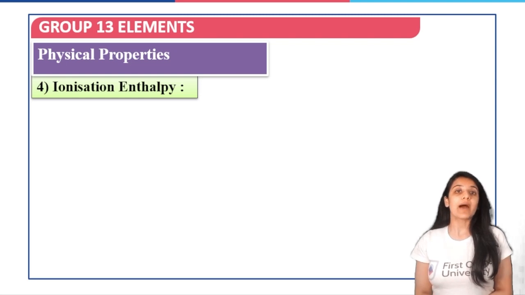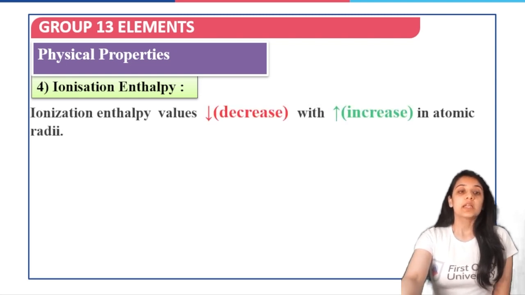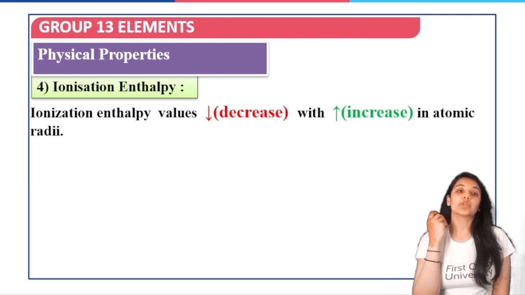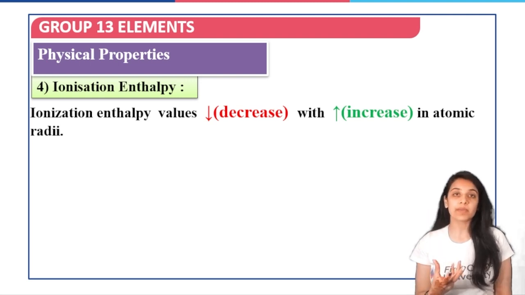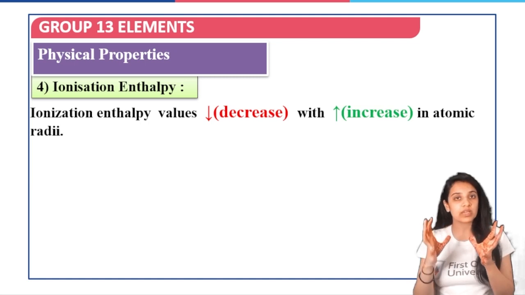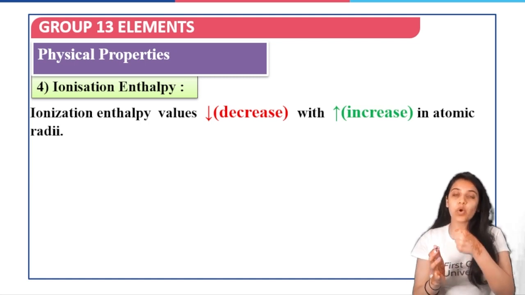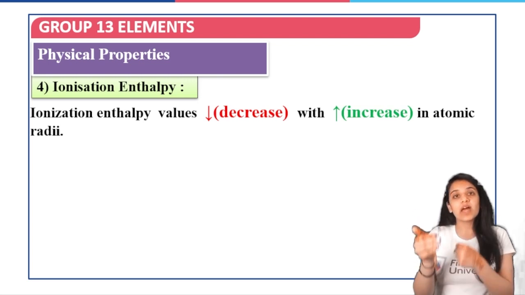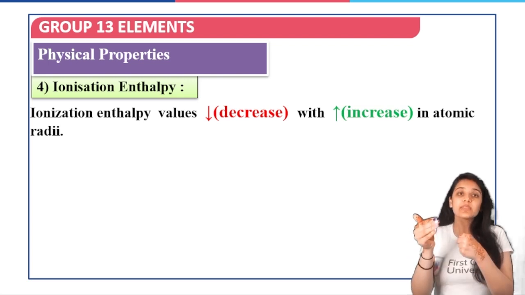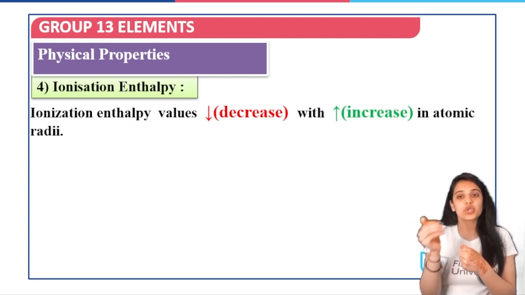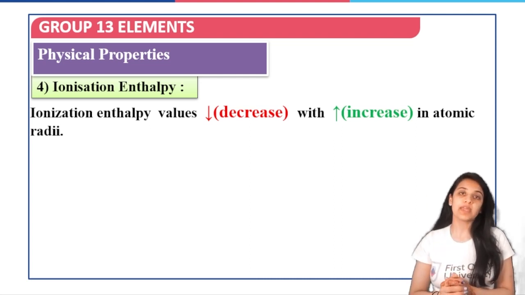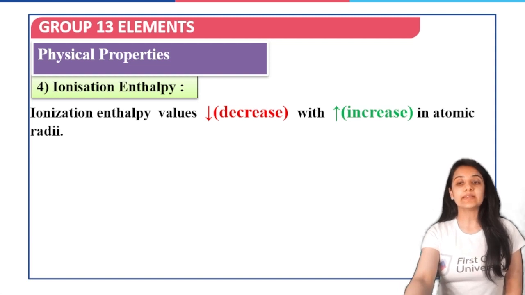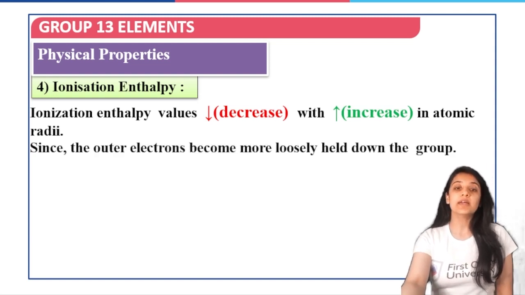Next, we move on to ionization enthalpy. Ionization enthalpy value is going to decrease as we go down the group. That is with the increase in atomic radii, because when the size increases down the group, the pull of the nucleus towards the outermost electrons is going to decrease. And when that pull decreases, it becomes easier for these electrons to get removed from the atom. Therefore, we can say that ionization enthalpy decreases with the increase in atomic radii.